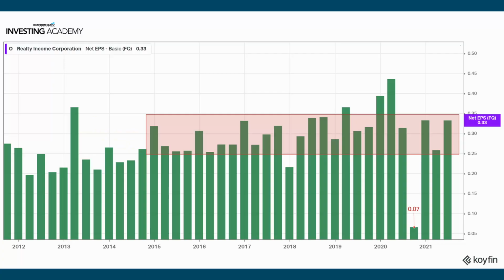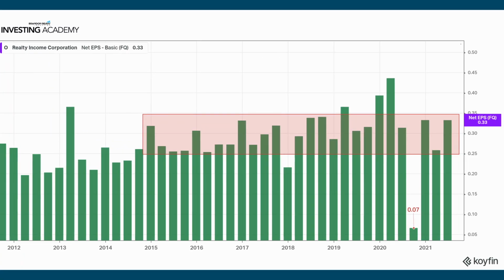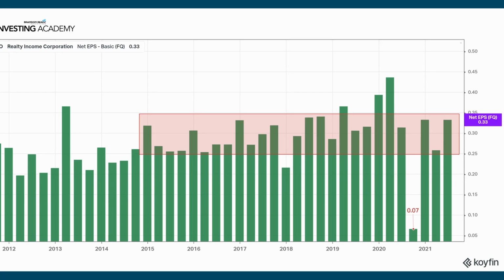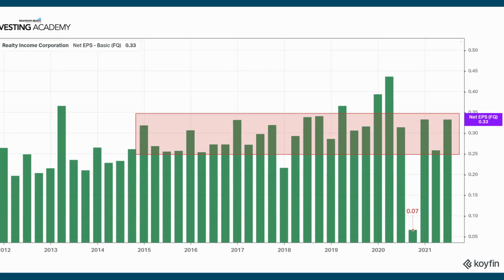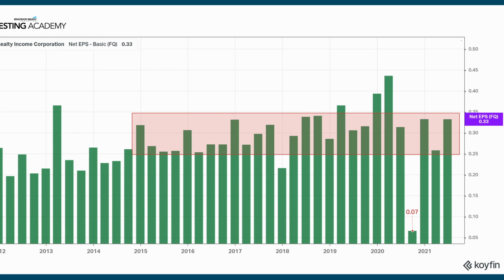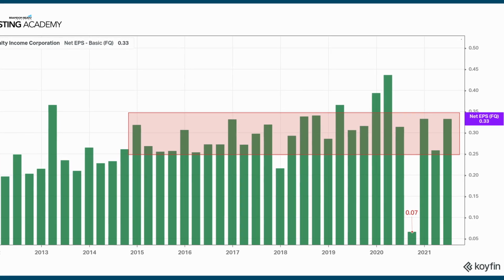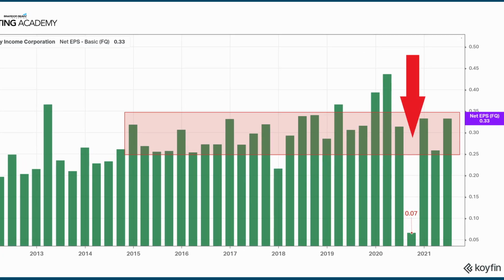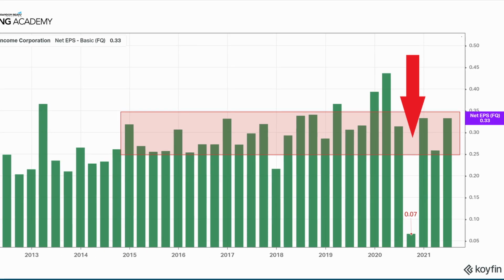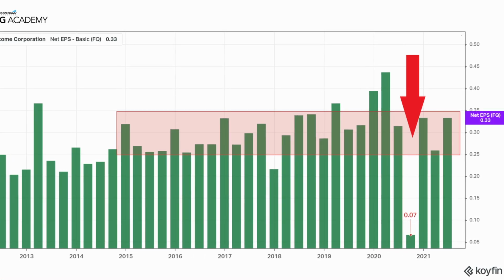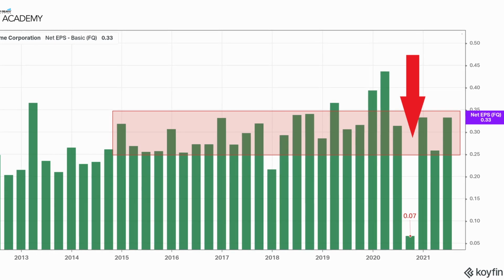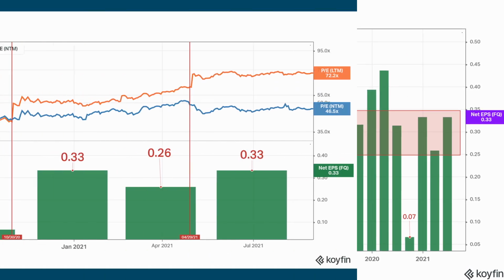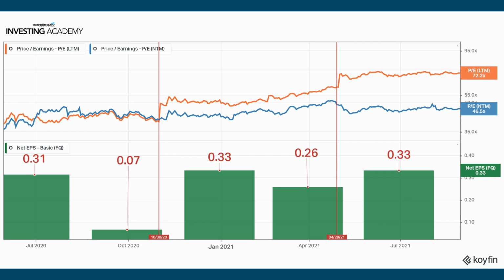Let's look back at the earnings of Realty Income over the last 5 years or so. One of the things that you're going to notice is that the earnings per share on a quarterly basis came in pretty consistently between the 25 cents and 35 cents range. You will also notice there's a quarter that just stands out here, which was 7 cents per share. So the earnings dropped from that higher range down to 7 cents per share. If I zoom into that period, you're going to see the earnings per share went from 31 cents down to 7, back up to 33, 26, and then 33 in the most recent period.